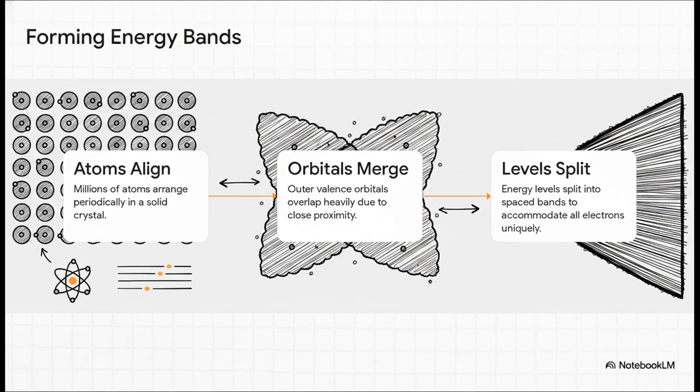Imagine a single atom with its neat, distinct energy levels. Simple, right? But now, in a solid crystal, you have millions of these atoms crowded together in a repeating, periodic arrangement. As they get intimately close to each other, their outer valence orbitals heavily overlap. And because of Pauli's exclusion principle, all these electrons absolutely cannot share the same exact quantum state. So to give every single electron its own unique spot, those single atomic energy levels are forced to rapidly split into millions of closely spaced levels. They form these thick bands of allowed energies.